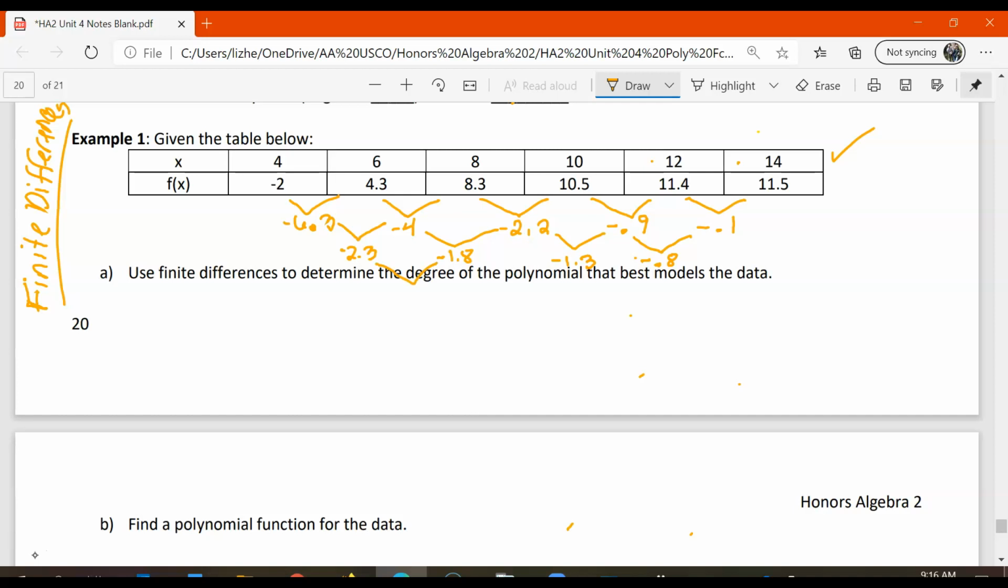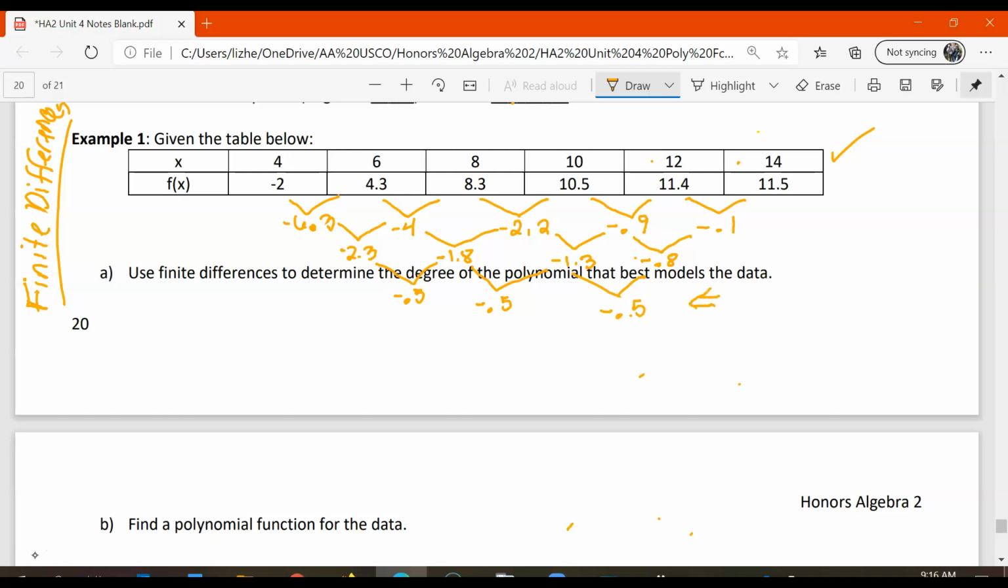Negative 2.3 minus a negative 1.8 is a negative 0.5. Negative 1.8 minus a negative 1.3 is a negative 0.5. Negative 1.3 minus negative 0.8 is also a negative 0.5.